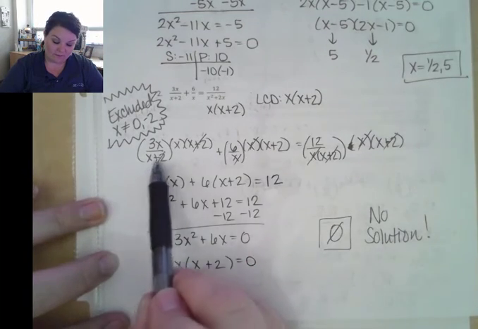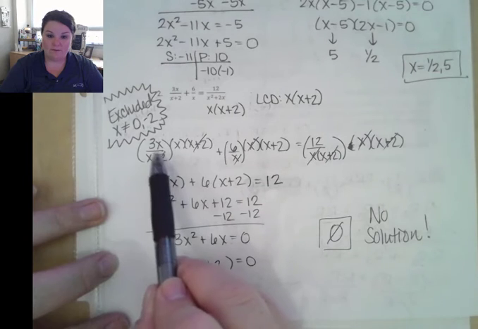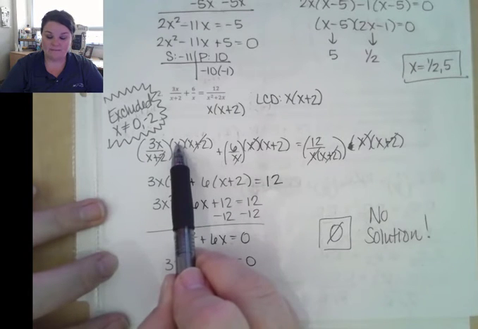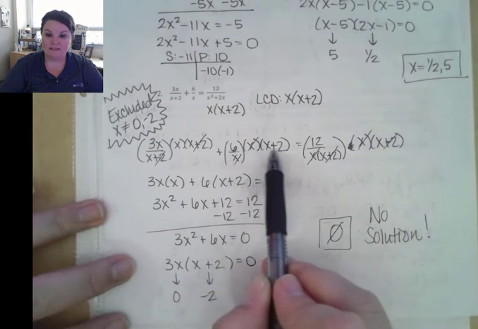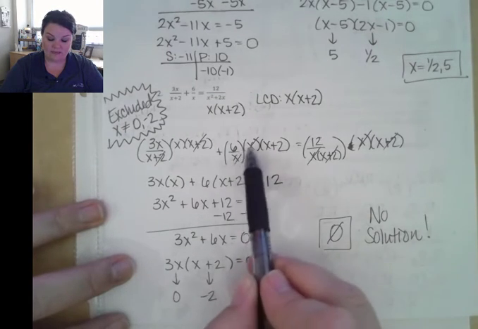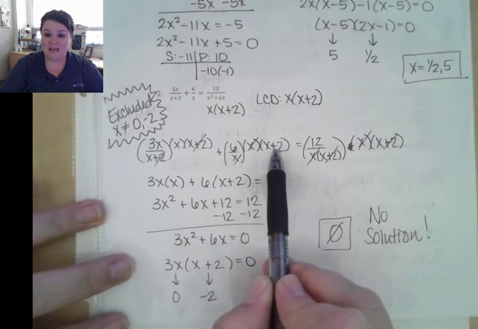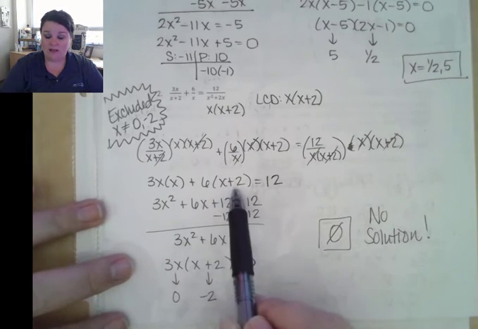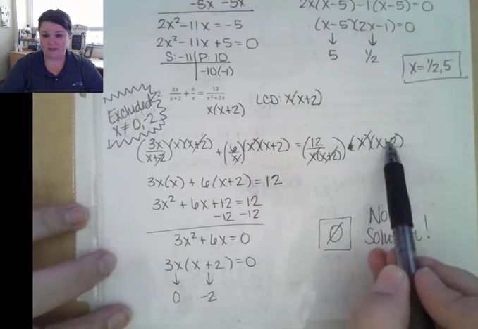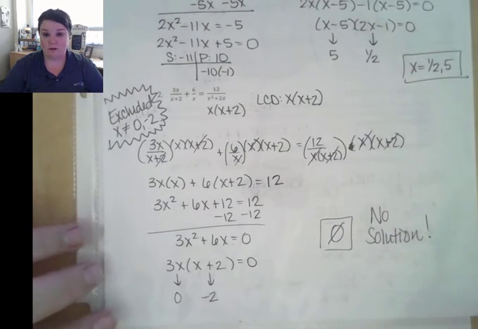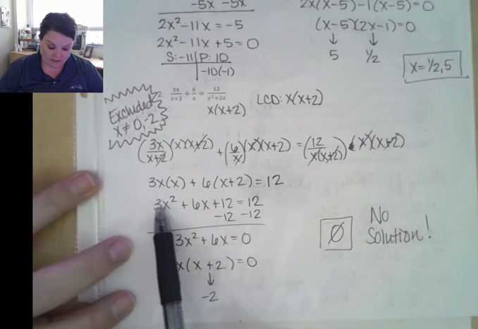So when I multiply the first term by that, my x plus 2 quantities will cancel, and I'll be left with the 3x on top times the x. Okay. On our middle term, when I multiply by the least common denominator, my x's will cancel, and I'm left with the 6 that was on top times the quantity x plus 2. And then on the right-hand side, my entire denominator cancels out and I'm just left with 12.